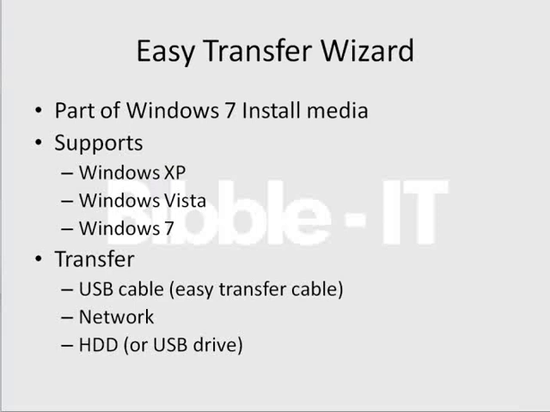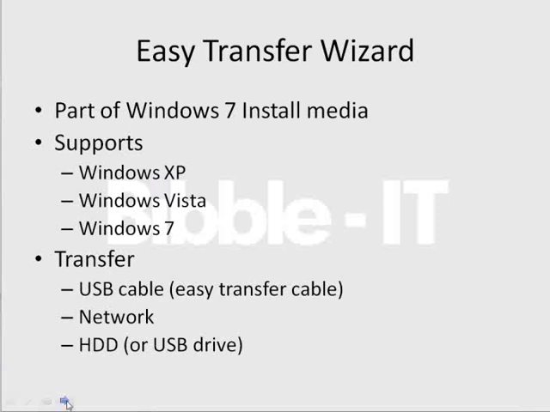It supports migrating data from Windows XP, Windows Vista or from Windows 7, and there's three main methods of transferring your data. You can either do a direct USB to USB transfer using a specially created cable called the Easy Transfer cable, or you can transfer your files across the network, or you can write out a file to the hard drive or to a USB drive. That can also be written out to a network location if you'd like.